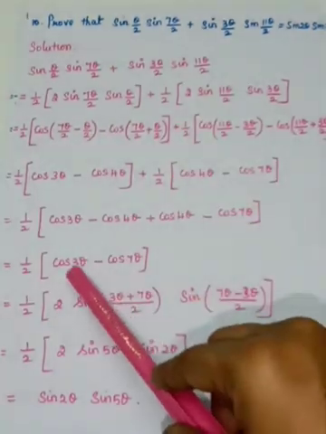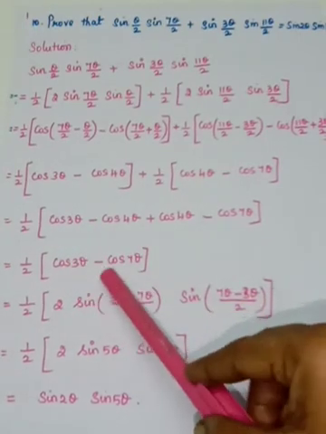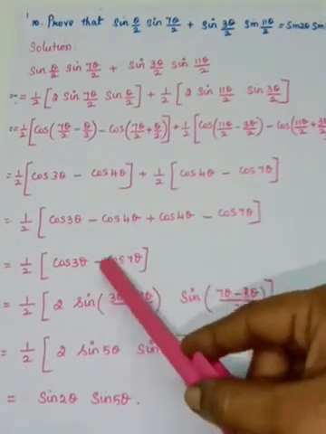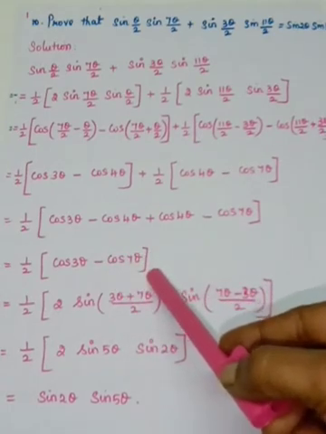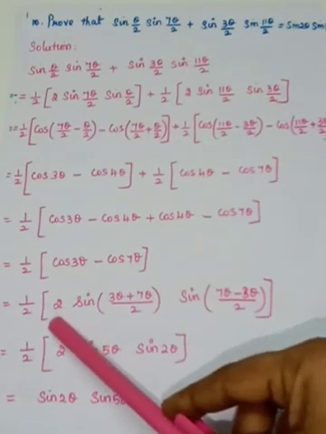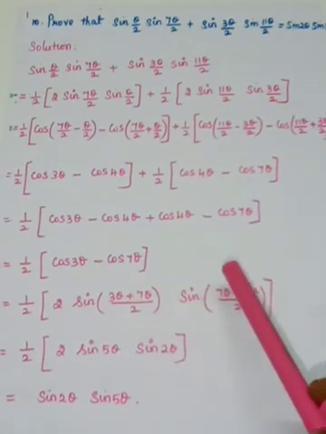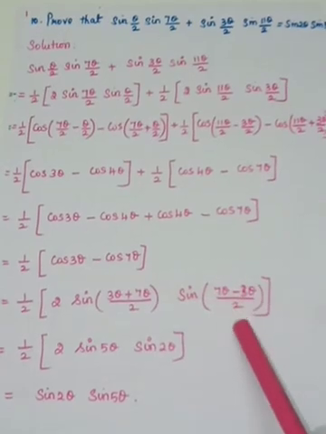Okay, you come to now, here it is in the form of cos C minus cos D. So cos C minus cos D, if you want to write into product, you have to use a formula 2 sine C plus D by 2 sine D minus C by 2.